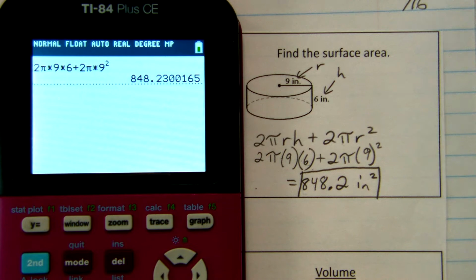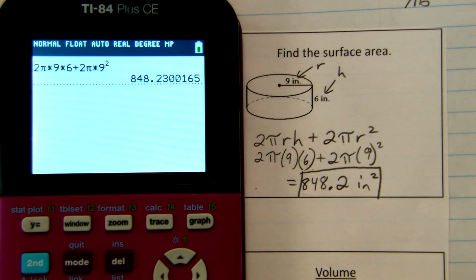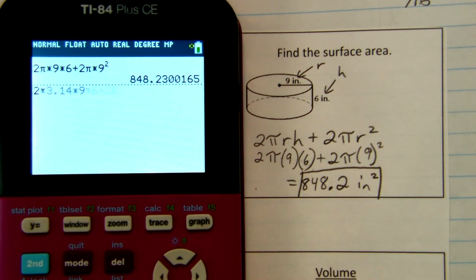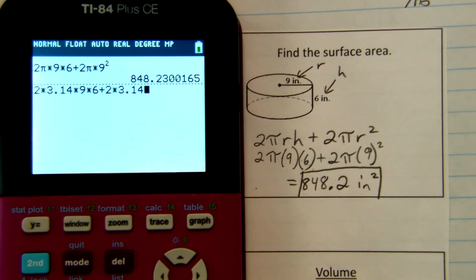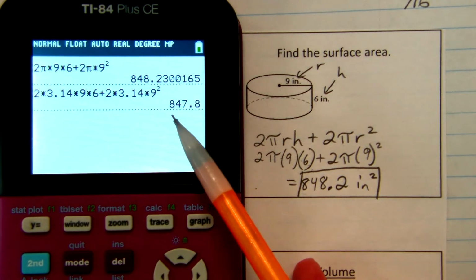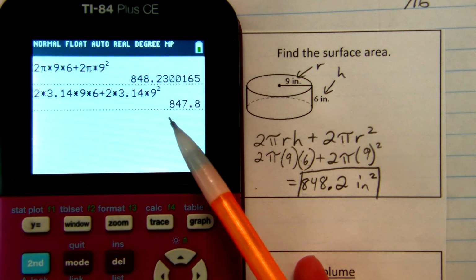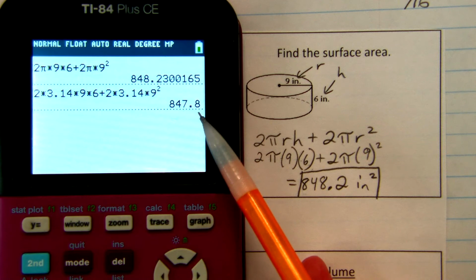Now, just for fun, let me go through what this would look like if you used 3.14. We would have 2 times 3.14 times 9 times 6 plus 2 times 3.14 times 9 squared. And it comes out just a little bit different, 847.8.